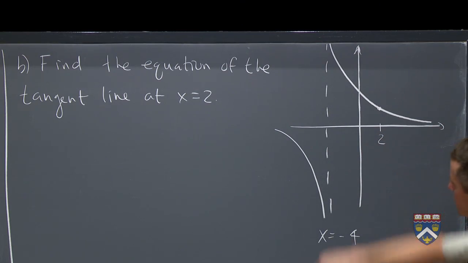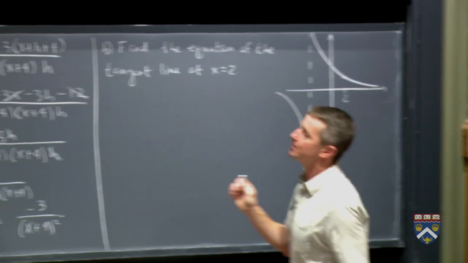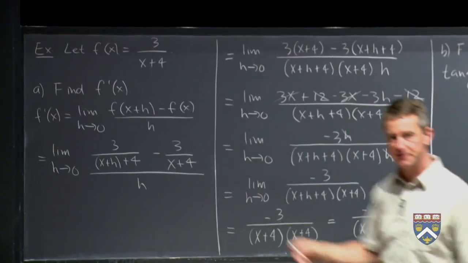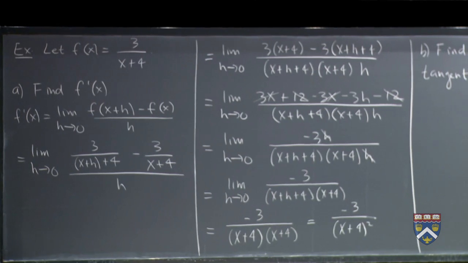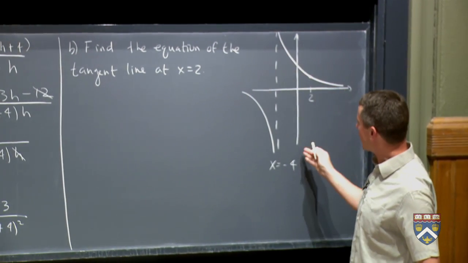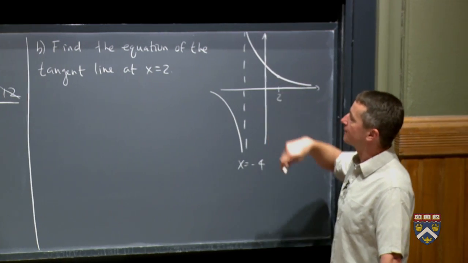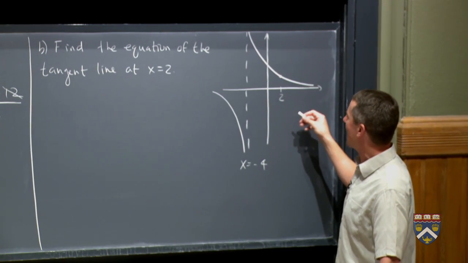Multiplying by 3 stretches it vertically by a factor of 3. That doesn't really change the shape. And then putting the plus 4, remember from the first night, shifts the graph 4 units horizontally to the left. So the vertical asymptote that used to be at x equals 0 is now over here at x equals negative 4. So this is what the graph looks like. So I'm looking for the tangent line at x equals 2.